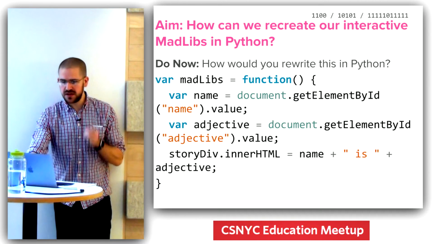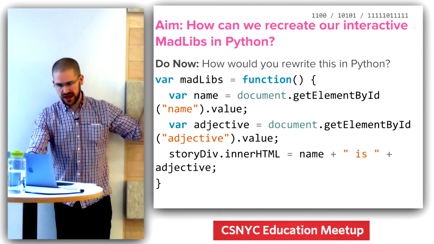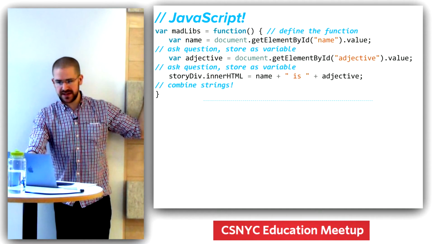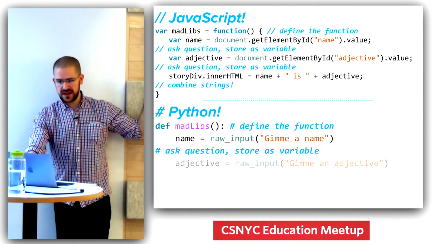Then they're going to recreate the Mad Libs. So this is what they did. This is actually from a student. This is JavaScript code to write a Mad Libs, and they're going to translate it into Python. So that's this.